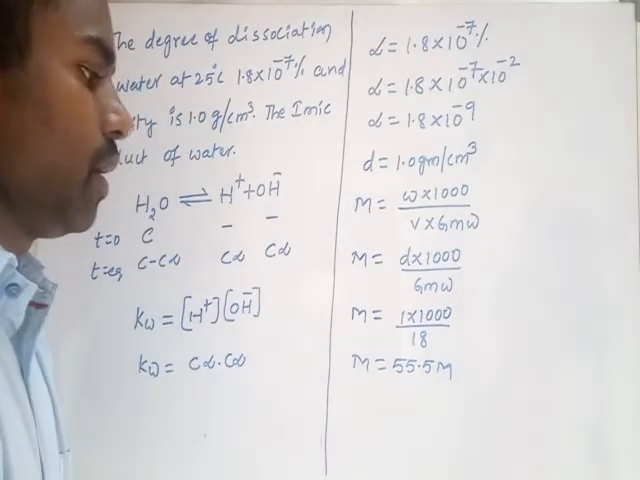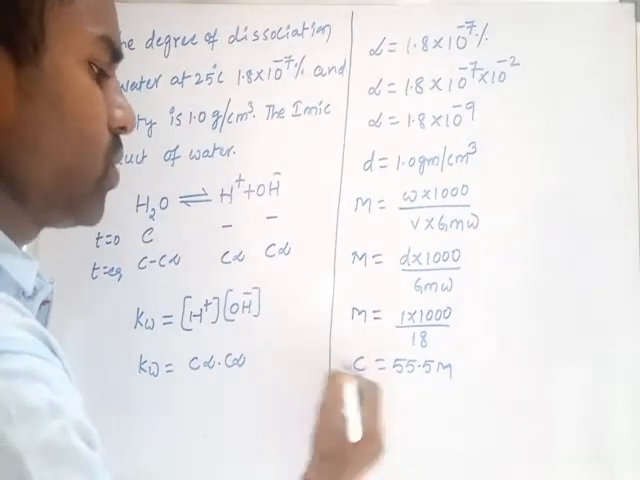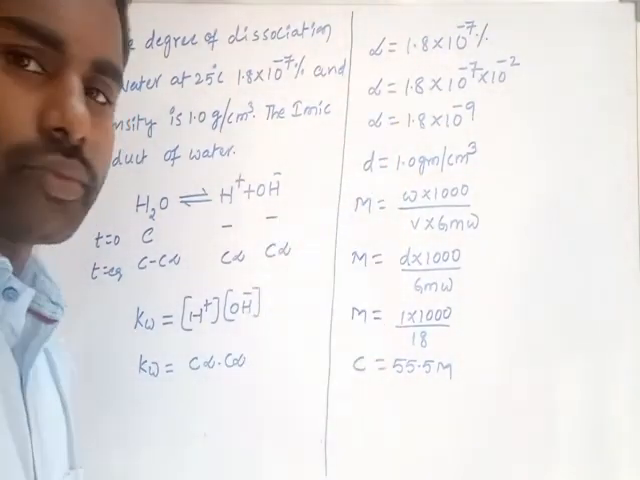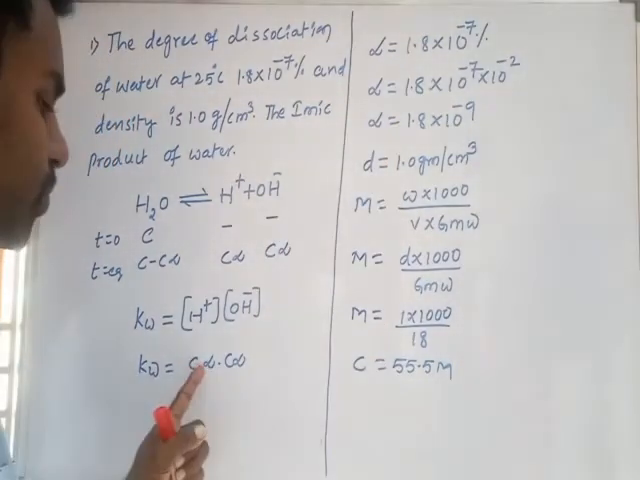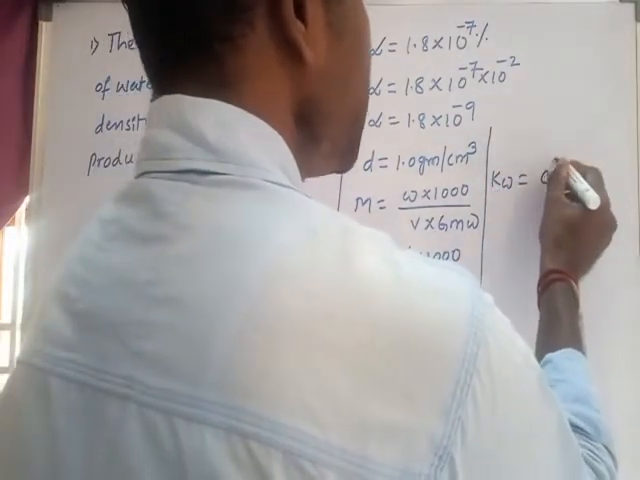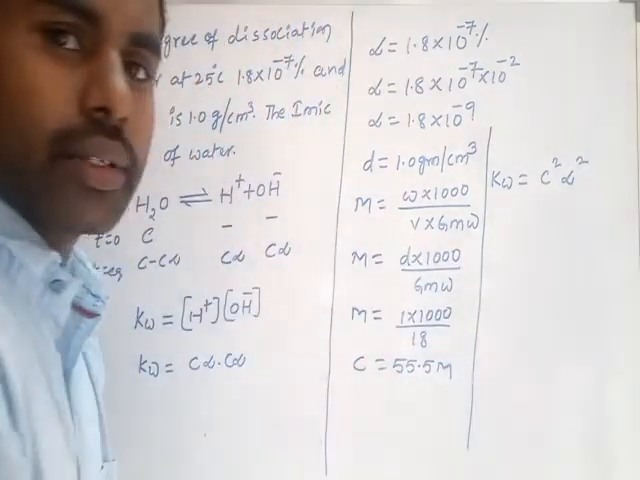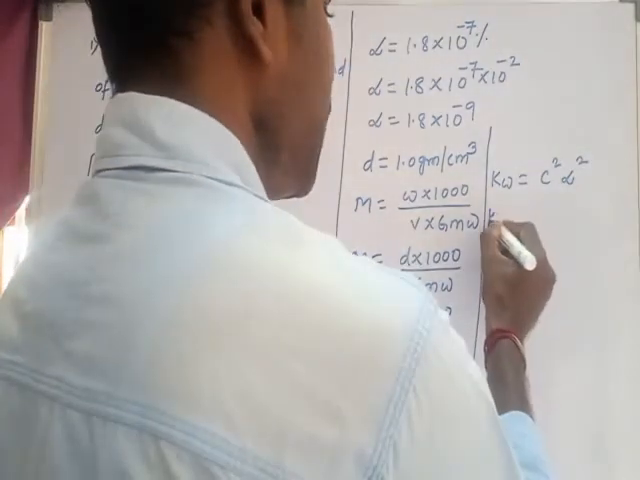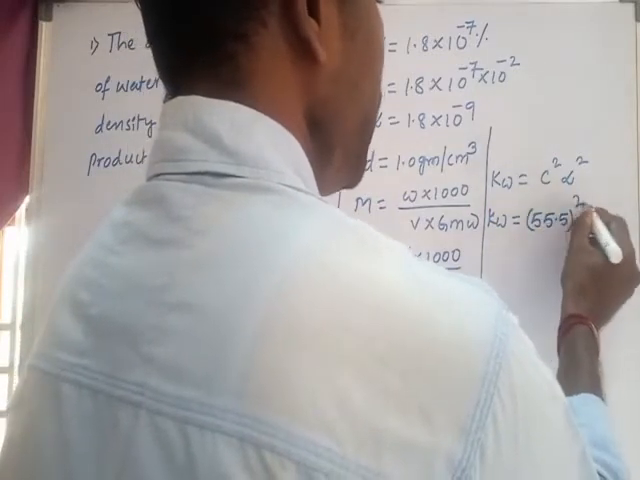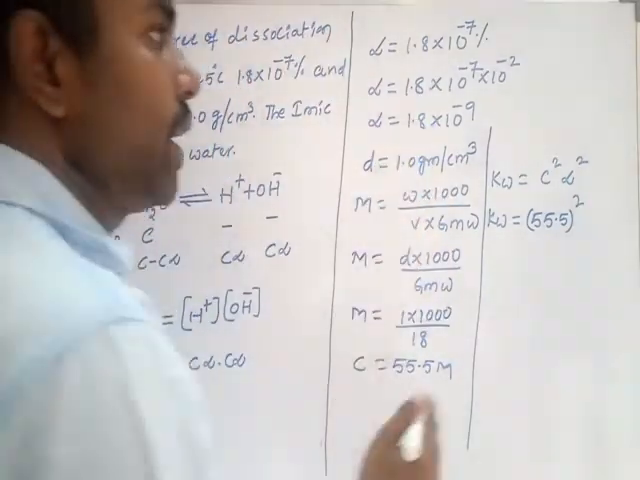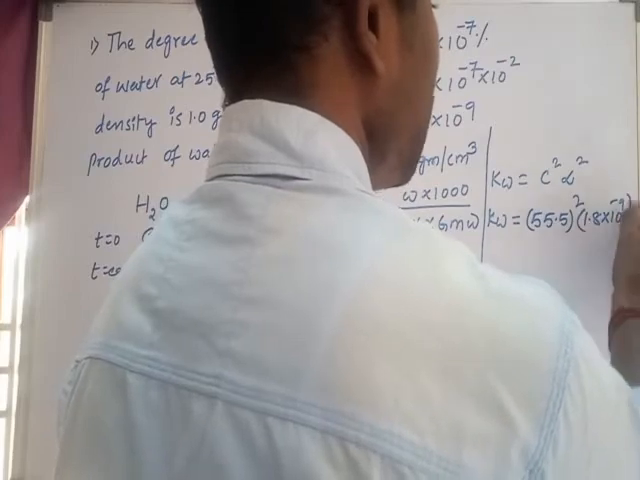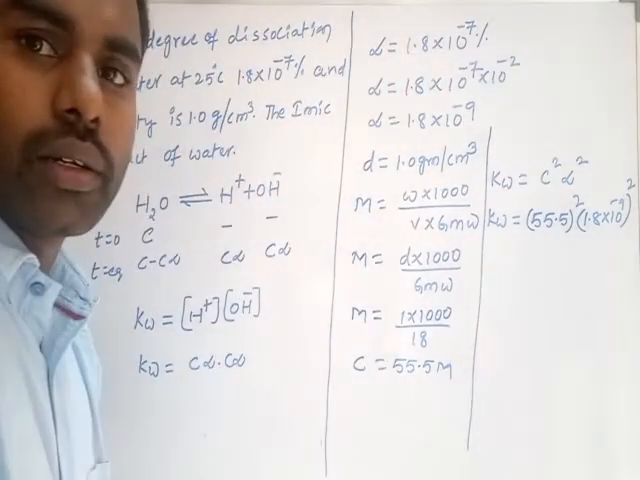55.5 M. Here I am going to write concentration C, since we have alpha and we have the concentration, then you can substitute here. Kw equal to C square into alpha square. Kw equal to 55.5 to the power of 2 into alpha, which is 1.8 into 10 to the power of minus 9, the whole to the power of 2.